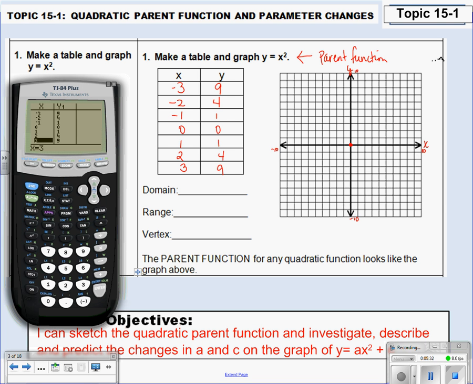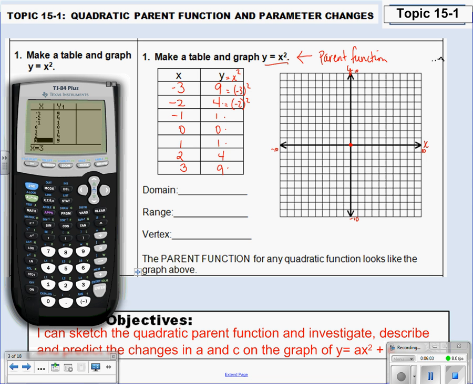So we just used our calculator to get our table, but let's say you don't have a calculator. Where did these numbers 9, 4, 0, 1, 0, 1, 4, 9 come from? They came from the equation. To get the y value, we plugged in the x value and squared it. So this 9 comes from taking the -3 and squaring it, which gives us a +9. The 4 came from taking the -2 and squaring it and getting a +4. We just allowed the calculator to do it for us.